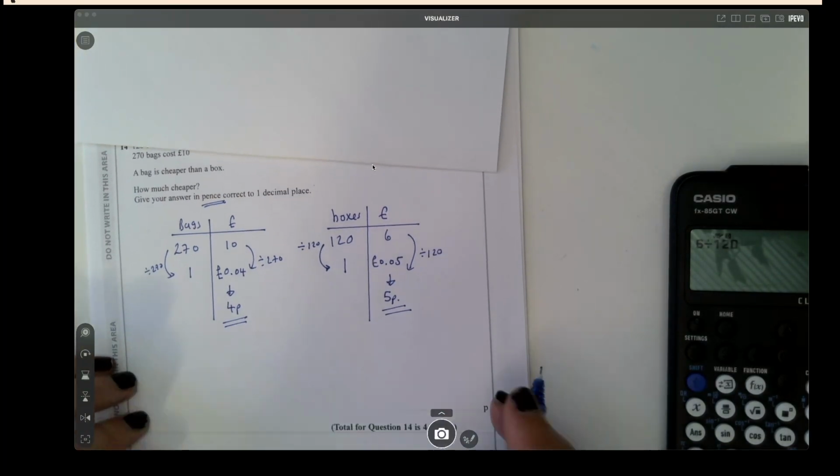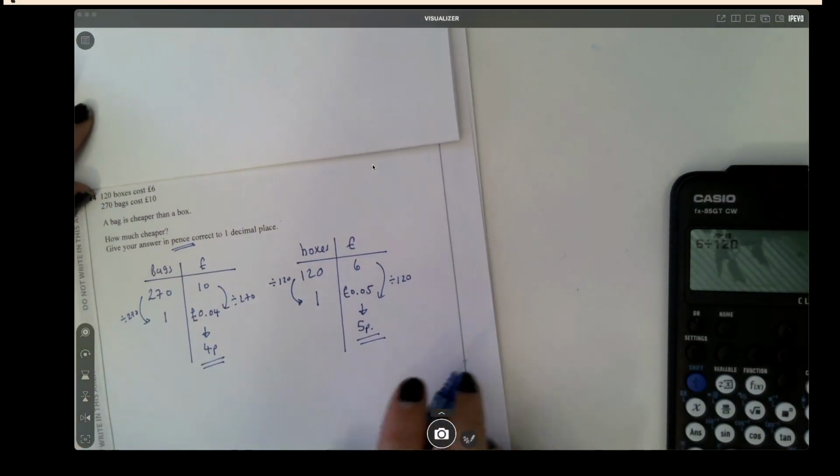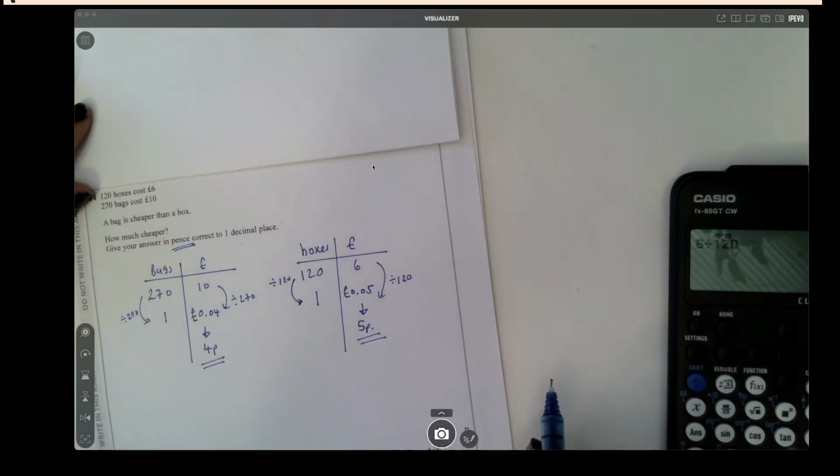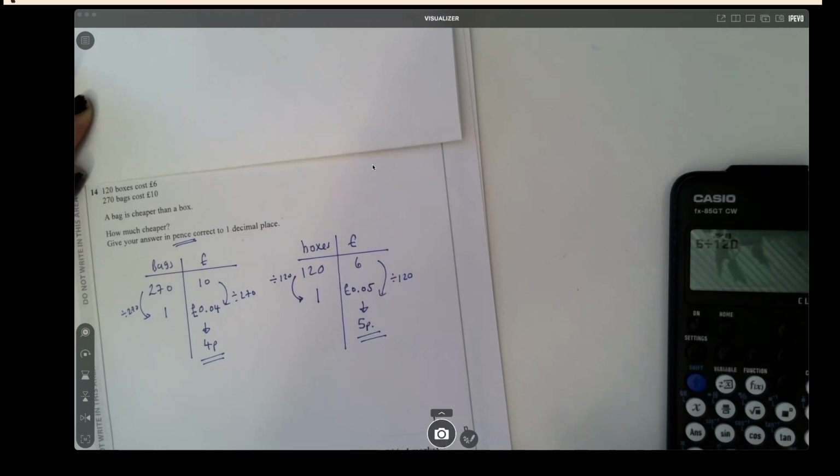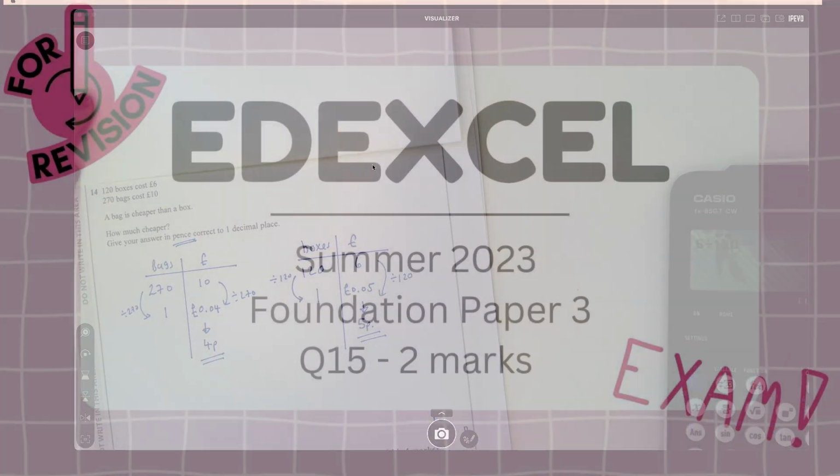How much cheaper in pence correct to 1 decimal place? So it's 1 pence cheaper. There's no need for decimal places there on that one because the difference between 4 pence and 5 pence is 1 pence.